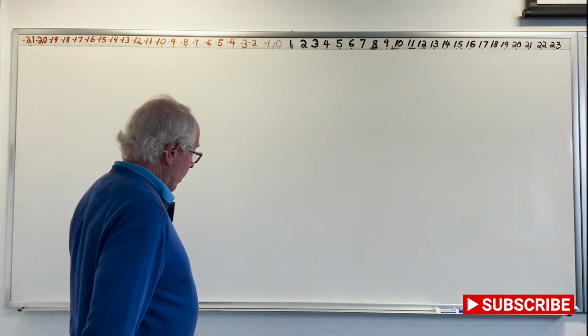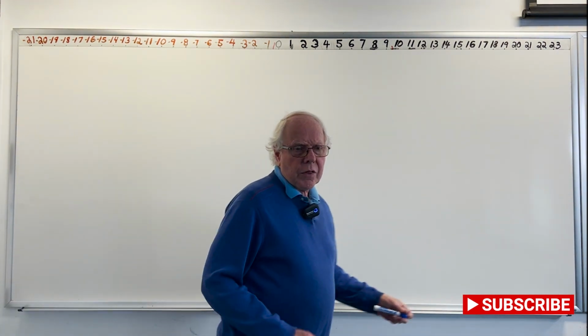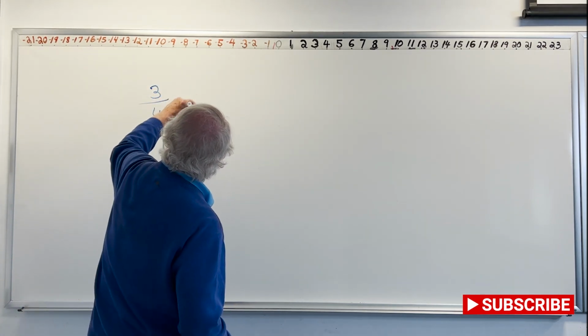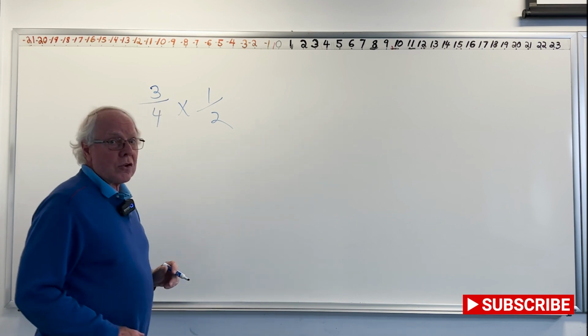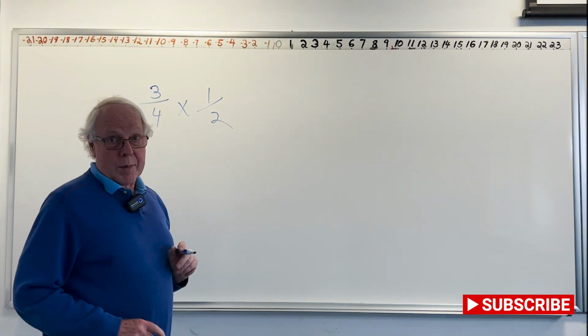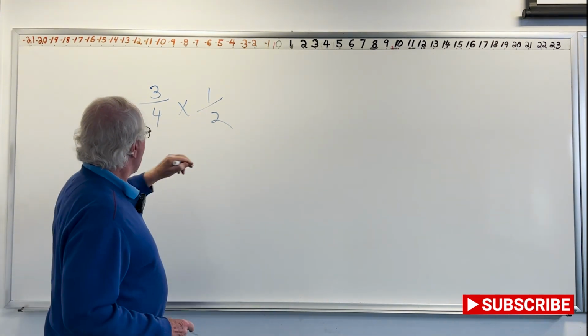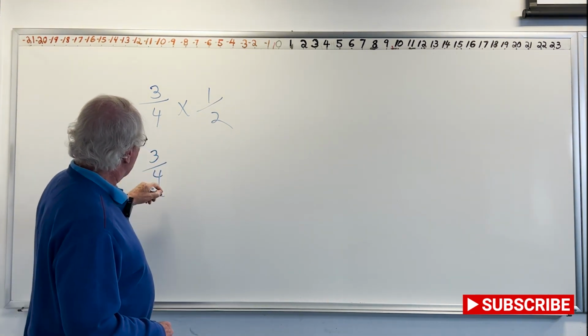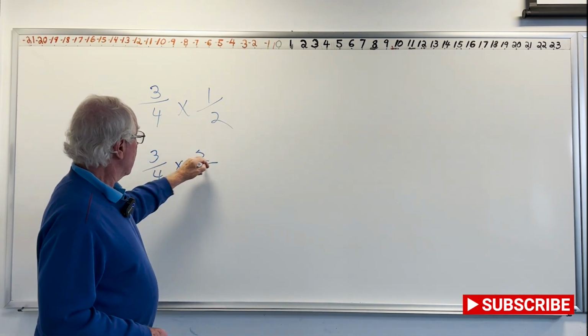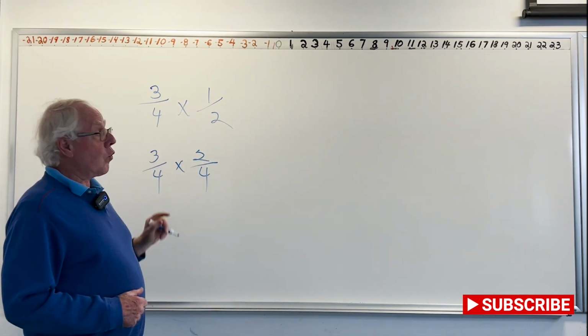So let's start with a simple example. We have 3/4 times 1/2. Now just for fun, we're going to pretend that we could find the common denominator. So you probably remember that, let's say 3/4, the common denominator is going to be fourths. So 1/2 is the same as 2/4. So those two problems are the same.